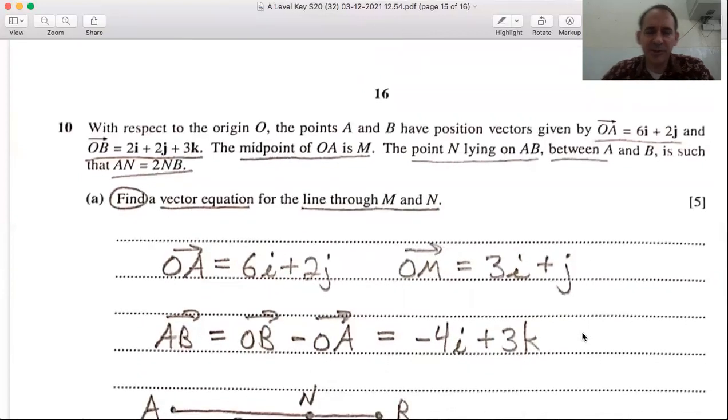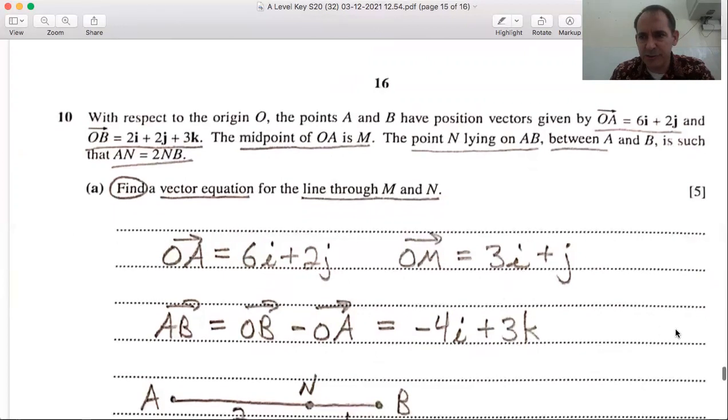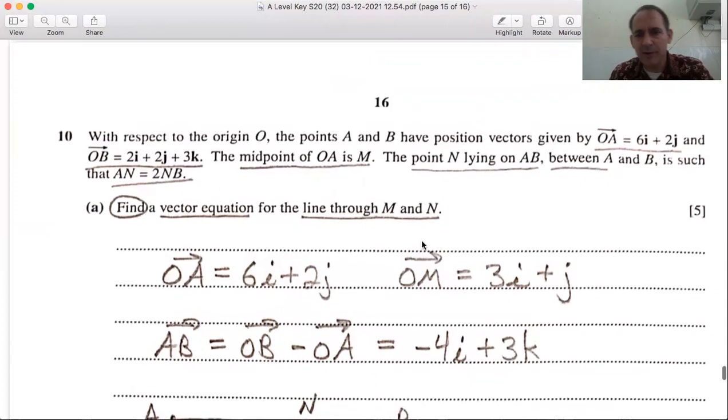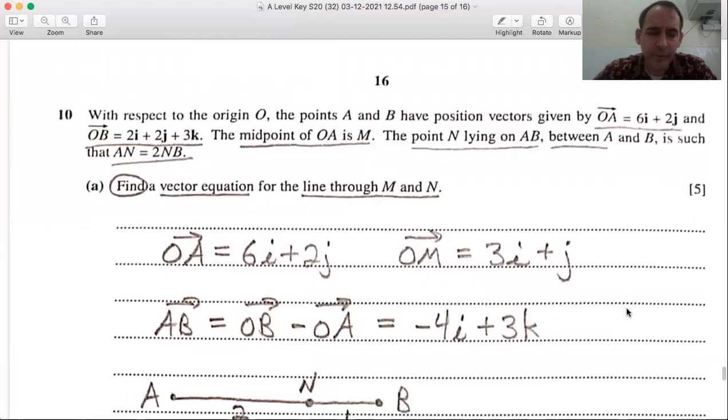Question 10. With respect to the origin, the points A and B have position vectors OA is 6i plus 2j, OB is 2i plus 2j plus 3k. The midpoint of OA is M. The point N is on AB between A and B such that AN equals 2 NB. Find a vector equation for the line through M and N.